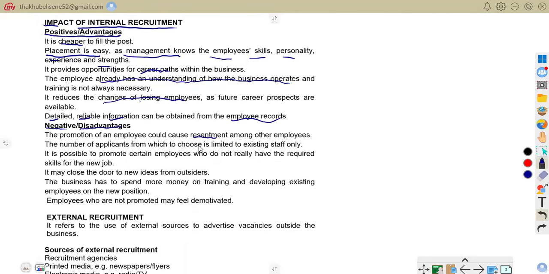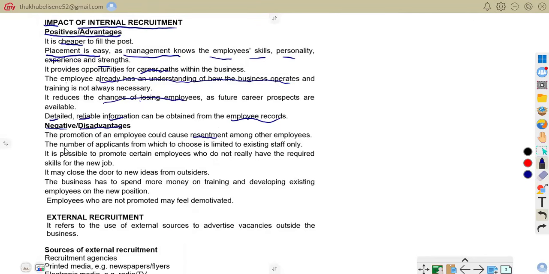They may feel overlooked. So you see, the resentment that we're talking about, they may feel jealous. Why is Paul promoted and you're still having the same skills? We even arrived at the same time. Why is he promoted and me, I'm left? That's the resentment that we are saying it will cause. That's a negative side of this type of recruitment. For example, two clerks compete, but only one gets promoted. You see, that's where the resentment is going to come.